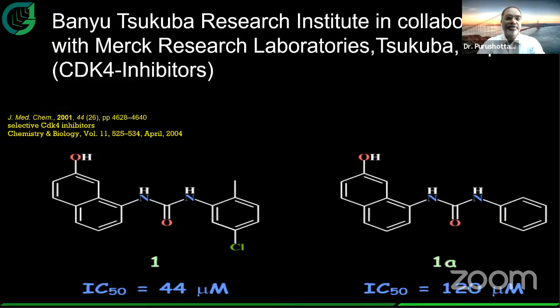If you look at compound 1, which is a urea compound, it has on the phenyl ring one methyl and one chlorine, and the activity or IC50 against CDK4 is 44 micromolar. You can see that when the chlorine and the methyl are removed, the activity of this compound has gone down significantly, at least 3 times, and it has come to 120 micromolar.